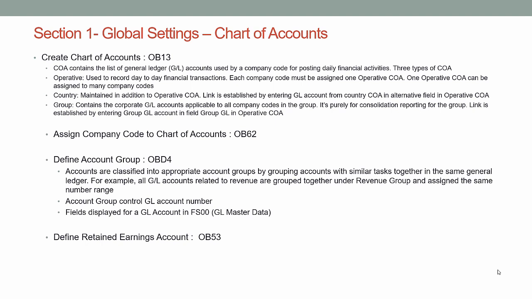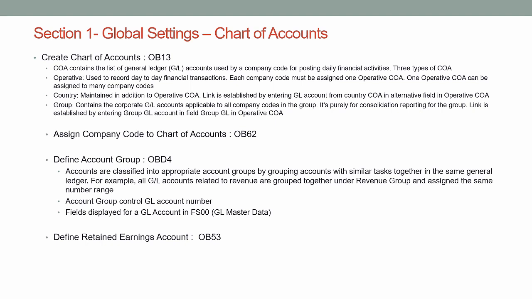The second type of chart of accounts is a country chart of accounts. This chart of accounts is optional. It is in addition to the operative chart of accounts. The GL accounts in the country chart of accounts are linked to the GL accounts in the operative chart of accounts through a field called alternative GL account. So we can say a chart of accounts is like a container and it contains the GL accounts, and GL accounts are where the accounting transactions are posted on a day-to-day basis.